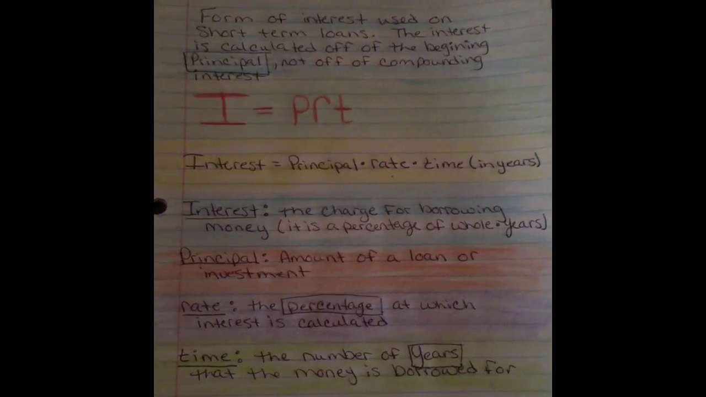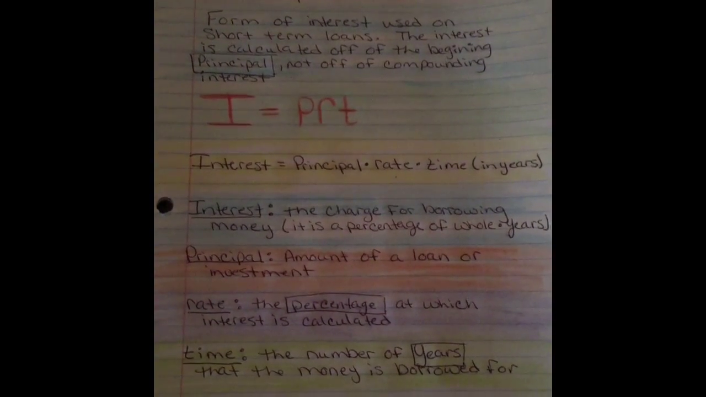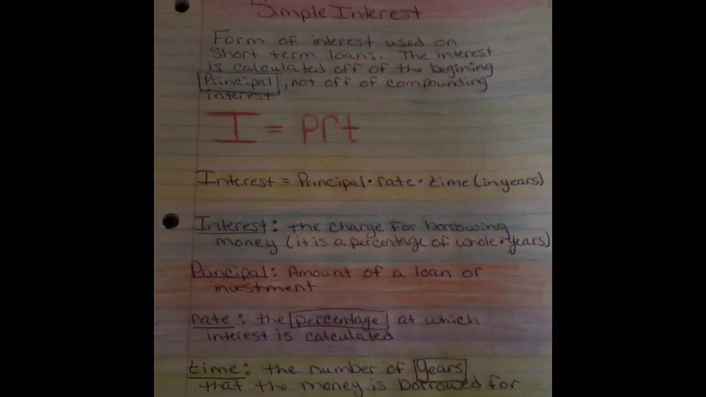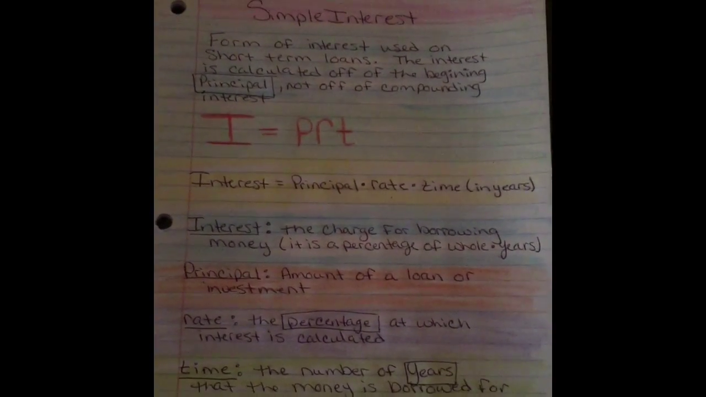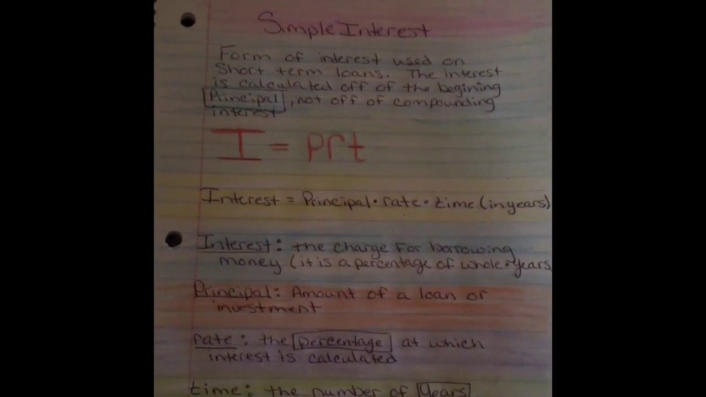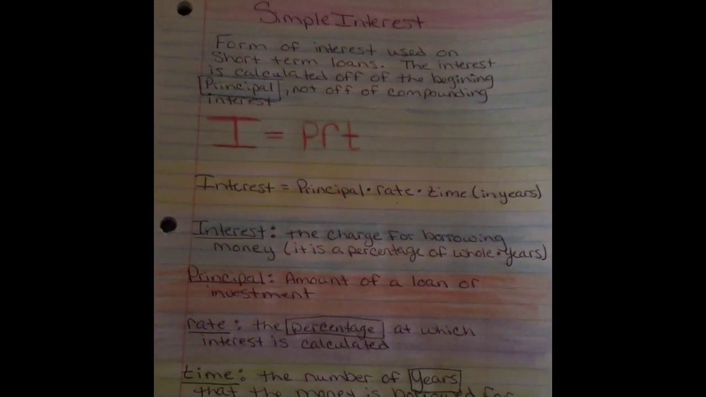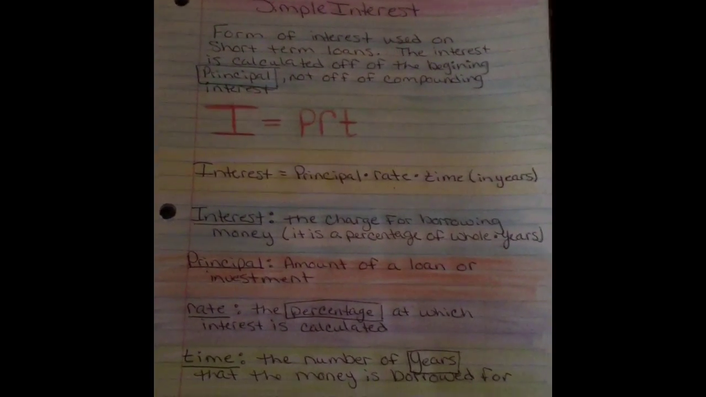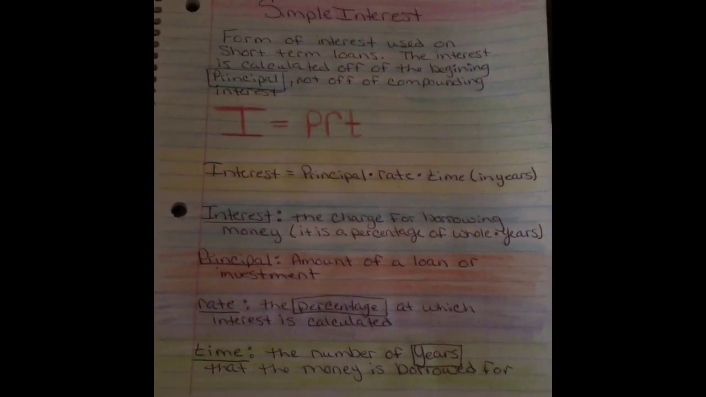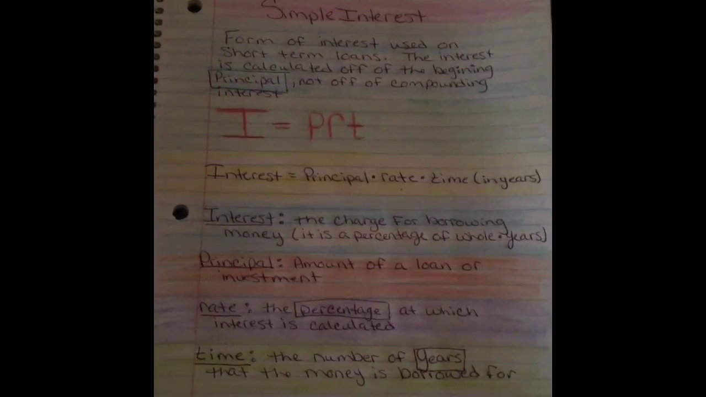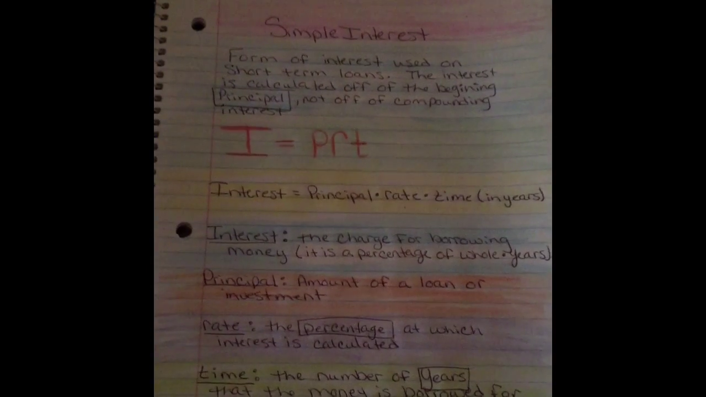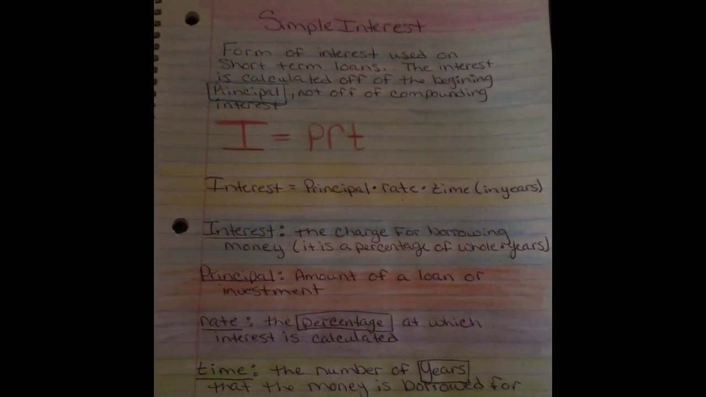Simple interest is a form of interest used on short-term loans. It means it doesn't last for a long time, like 30 years, like a house mortgage. The interest is calculated off of the beginning principal, not off of the compounding interest. What that means is the interest is only calculated off of the original amount borrowed, not the compounding interest, and we'll get into that later in the year.